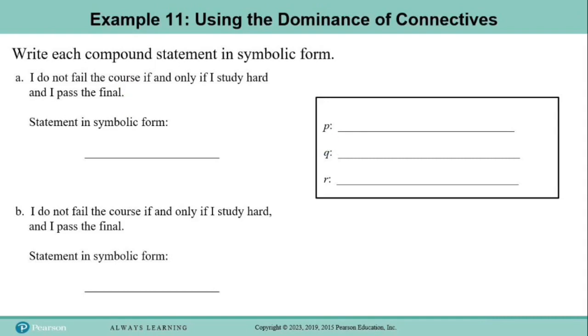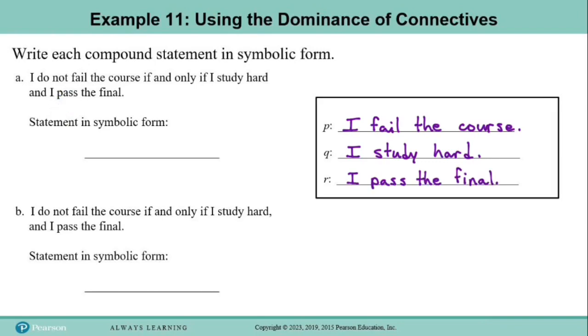Now, you could say that statement P is, I do not fail the course, but remember, it's easier for us if the statement is positive and the negated statement is negative. So I don't want to call this statement P because it contains the word not. Instead, what I'm going to do is let P be the statement I fail the course. That way not P will be I do not fail the course. I think that'll be easier for us to keep straight in our heads. And then statement Q can be the part I study hard. And then statement R would be I pass the final.